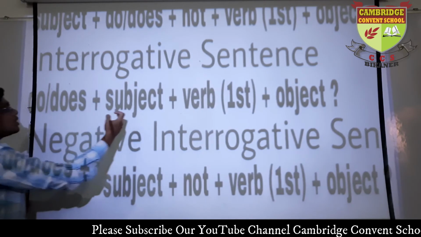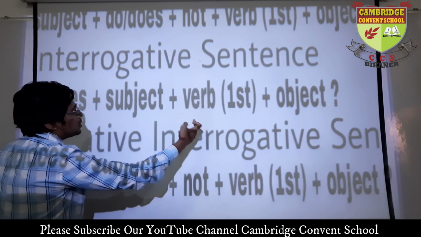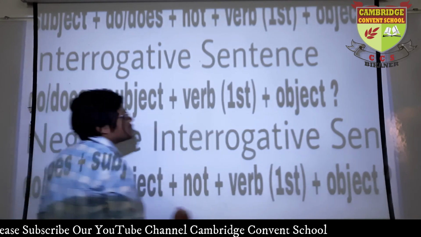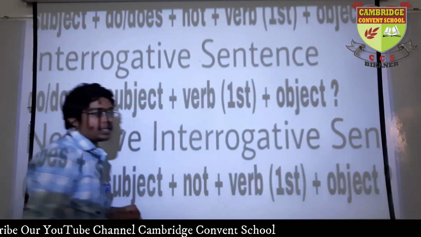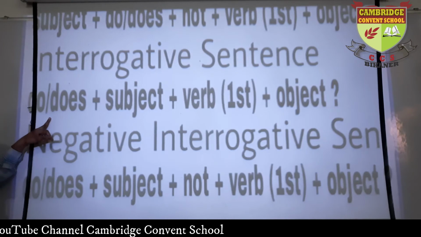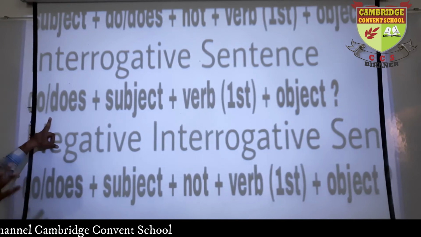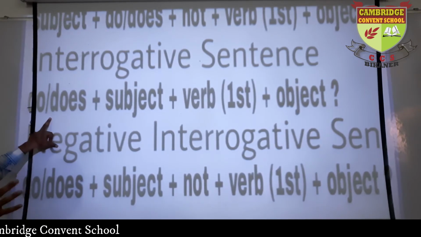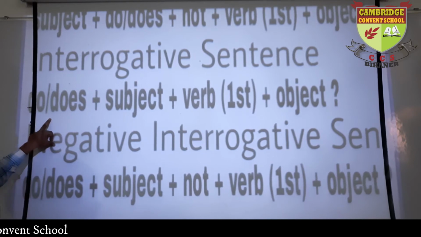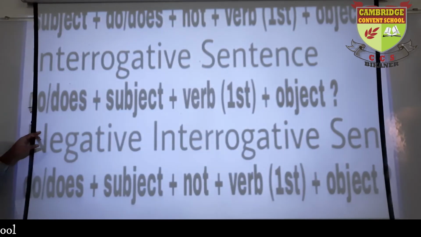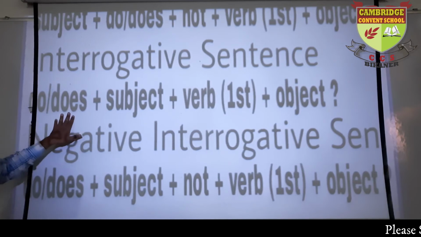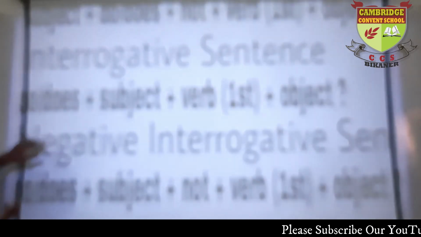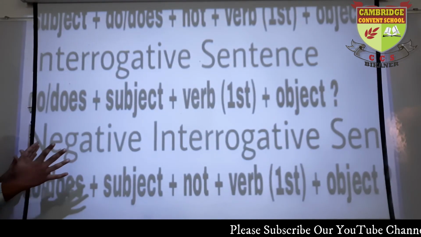Do, does plus subject plus verb's first form plus object and last interrogation sign. So this kind of sentence is a yes-no sentence. When you ask a question with this kind of sentence, your answer will come in yes or no. It's not a statement type of question.